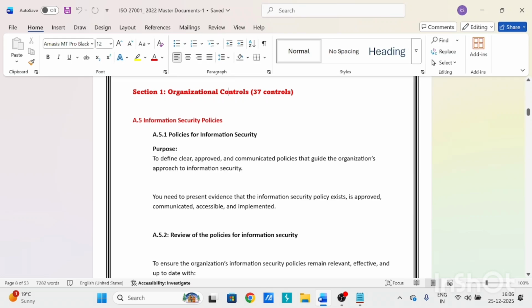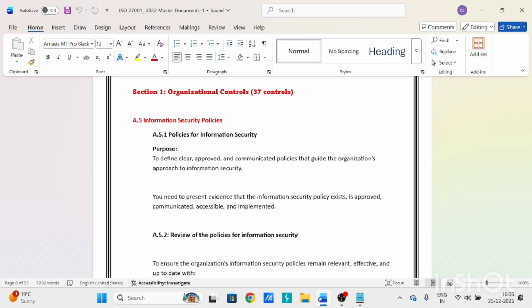This is the second session for ISO 27001 lead auditor where we will discuss in detail the organizational controls, having 37 sub-controls. I hope you liked the previous part 1 of ISO 27001, and this is the further part of the previous one. So in organizational controls, we have 37 controls so far.